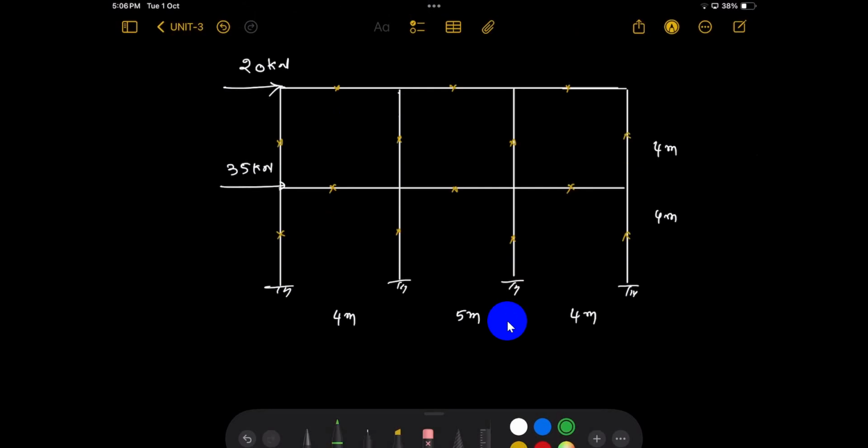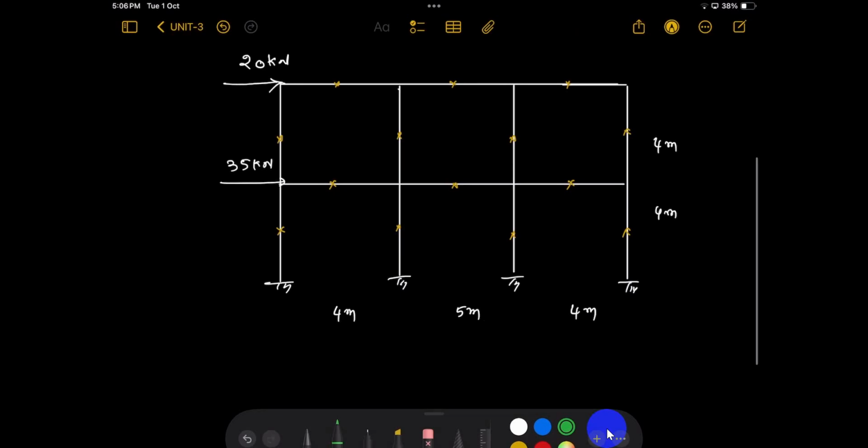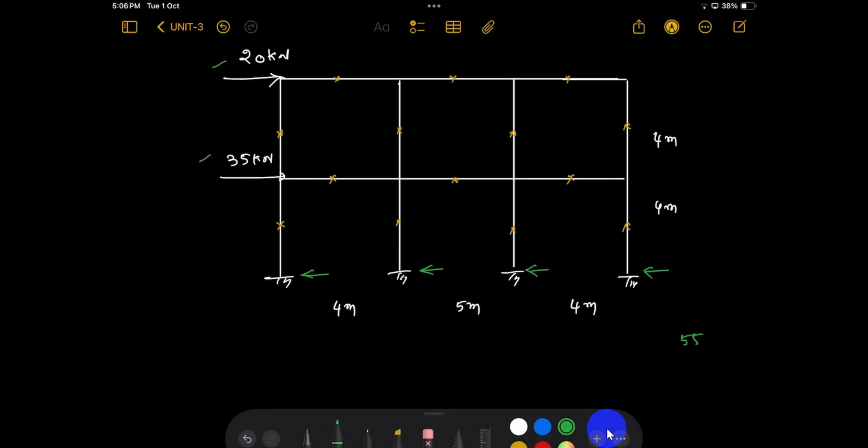In the story shear, in this first story, the total shear is 20 plus 35, it's 55. This 55 is resisted by these columns. So how much does each one take? We already know it is not equal. All 4 columns do not take it equally.